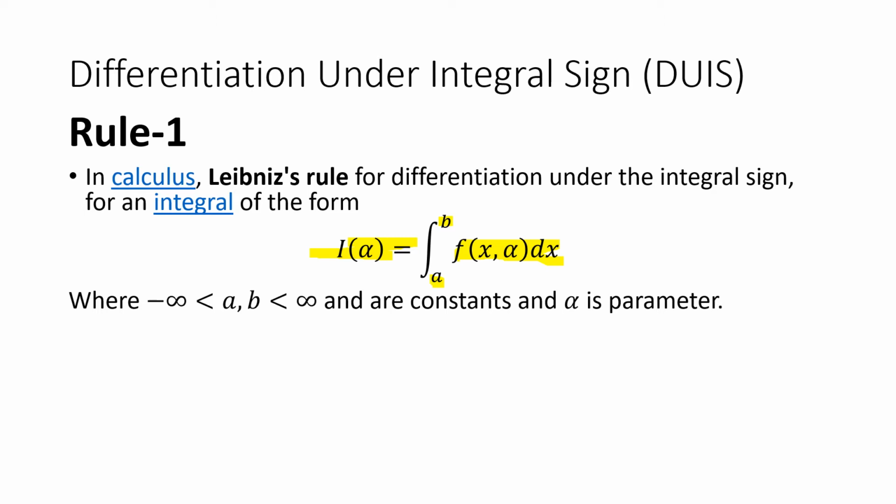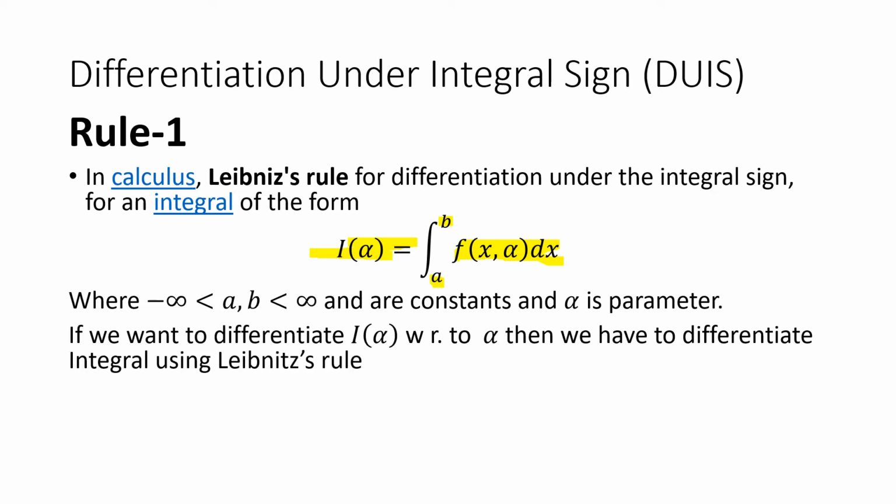Before that, I want to say, for rule 1, it is a compulsory condition that a and b should be constant, but they can vary from minus infinity to plus infinity. Here x is called the variable of integration and alpha is called the parameter. So the right hand side integral is a function of the parameter alpha, and we can differentiate this only with respect to the parameter alpha.